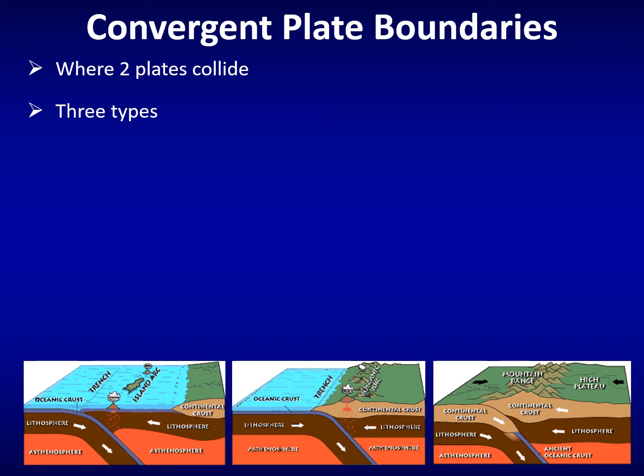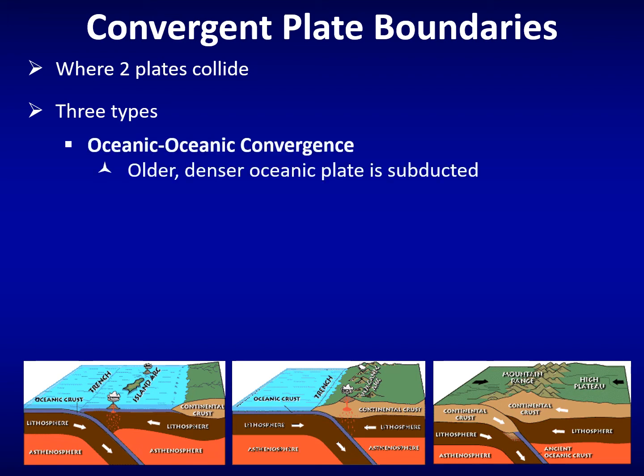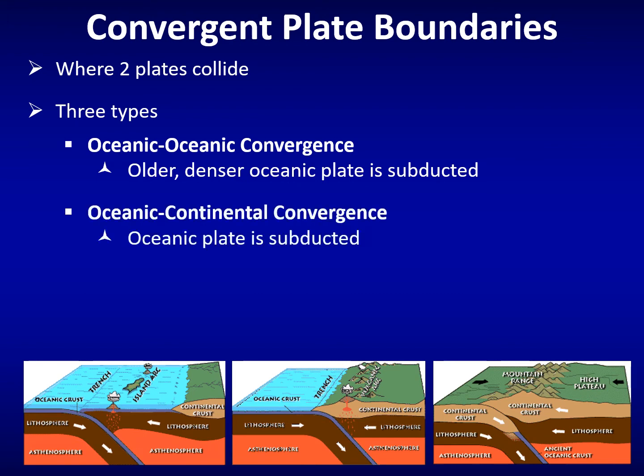Convergent plate boundaries are where two plates collide. Because of the motion of these plates coming together, you can have ocean crust or continental crust or both coming together. So there are three types: either the oceanic convergence, in this case the older, denser, more waterlogged plate subducts underneath the other. You can see that pictured in the lower left.